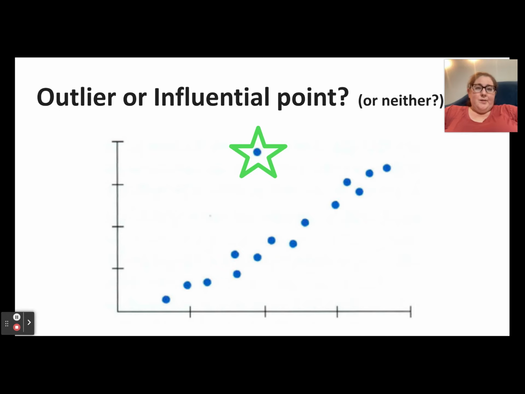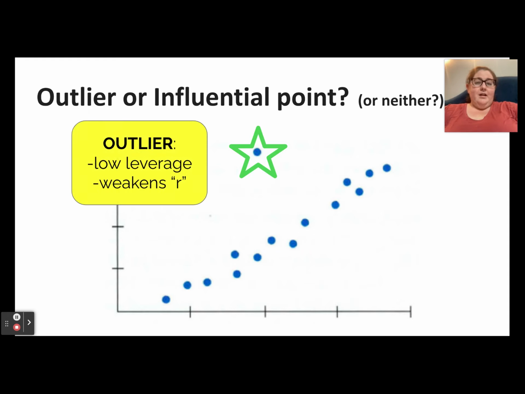An outlier, when we're talking about a scatter plot, really refers to a point that doesn't fit the pattern, but it's not going to affect our regression model very much at all. It might affect it a little bit, but not much. So it's an outlier, it's not fitting the pattern, but it's not influential in terms of how it's changing the regression line. So that point, I would consider an outlier.